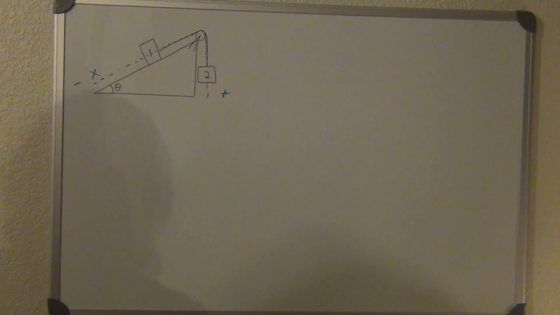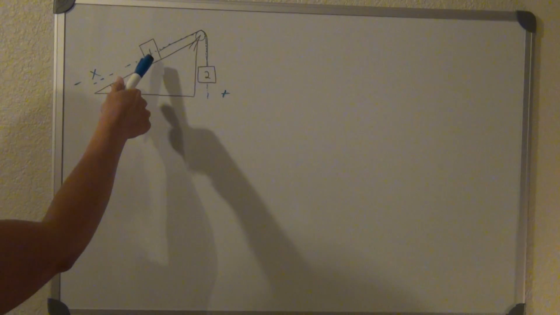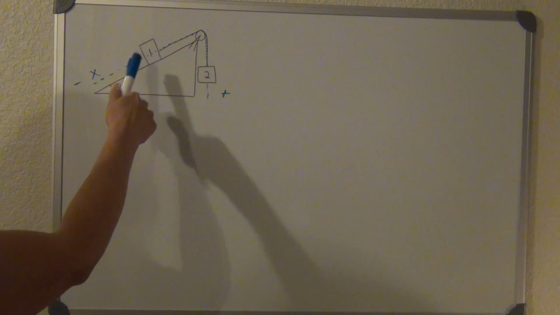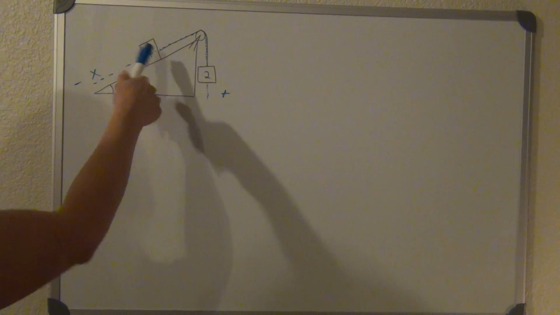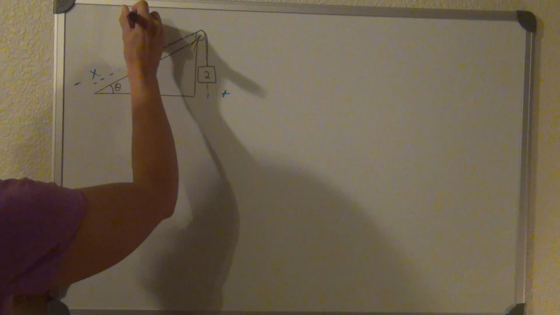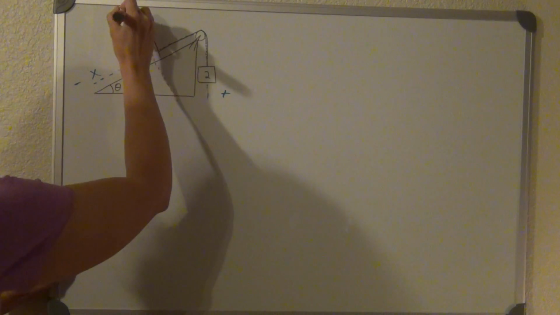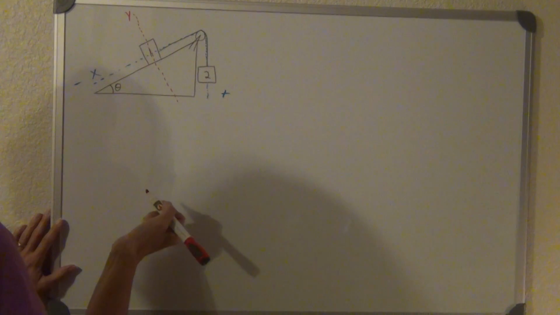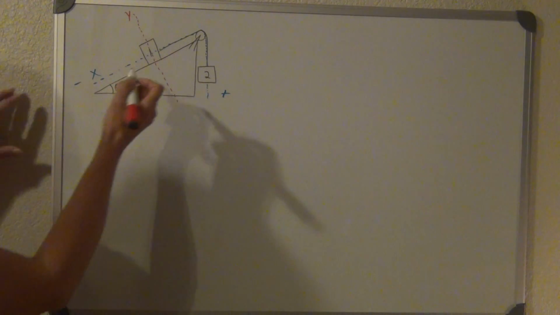I won't know which direction is positive or negative until I know which direction it's going to move. And that's going to depend on whether mass 2 is large enough to overcome the force from gravity based on this angle and the mass for mass 1. I'm going to draw in my y-axis just like I did for my other inclined plane problems, and then I'm going to start identifying the forces.